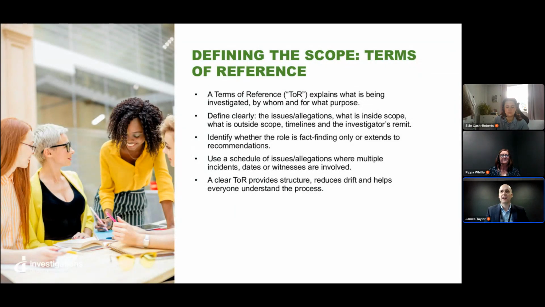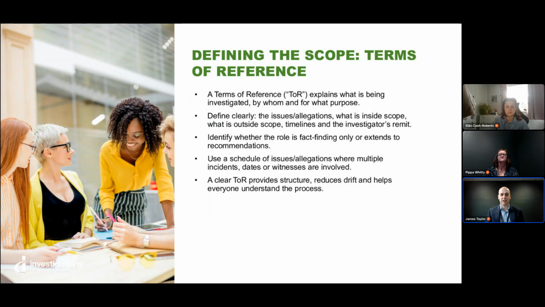Okay, so I think arguably this is one of, if not the most important step in an investigation: defining the scope of the investigation and the terms of reference. So what should a good terms of reference document include? I think first, the specific allegations or issues that need to be investigated.